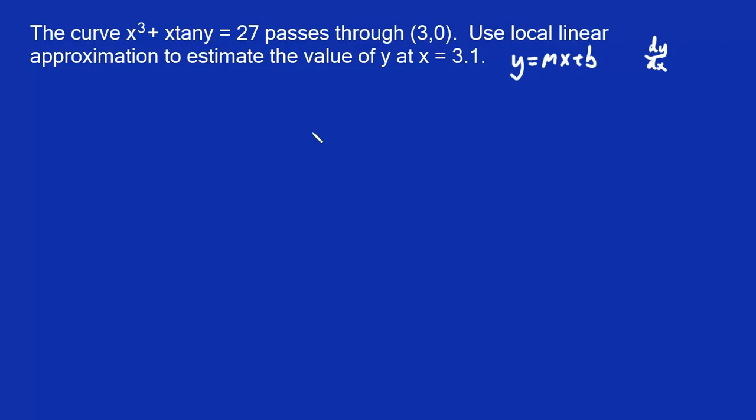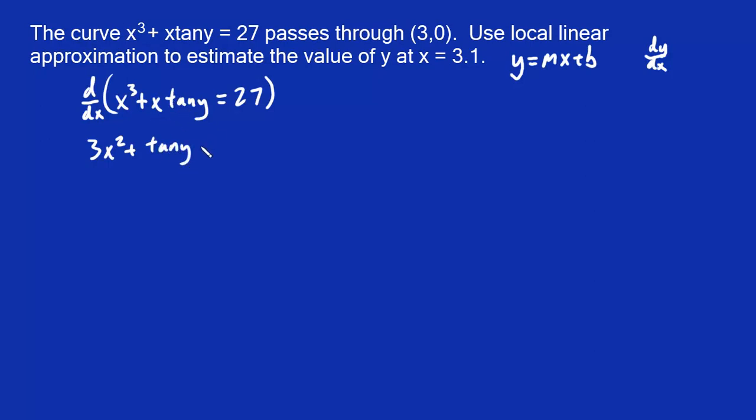But before we do so, we need to get a dy/dx out of this equation. We start with x cubed plus x tangent of y equals 27. There's no dy/dx yet, so we need to take the derivative with respect to x. We get 3x squared plus, and we're doing product rule on x tangent y: the derivative of the first, x, is 1, hold the second, so we get tangent of y, plus hold the first.